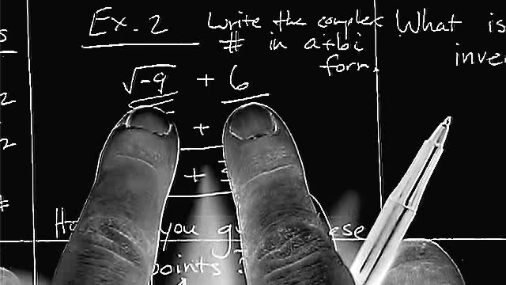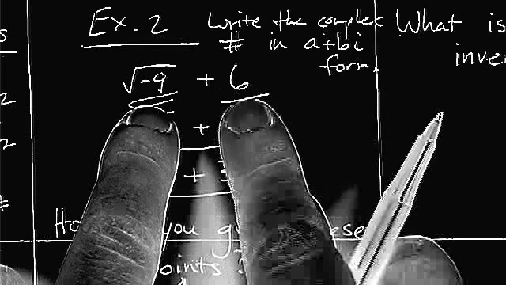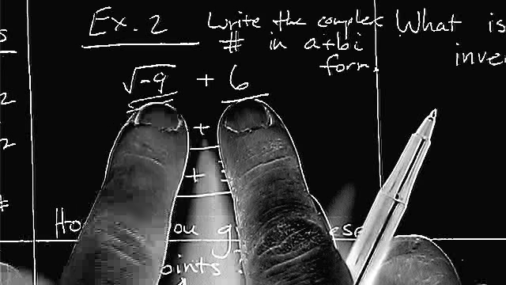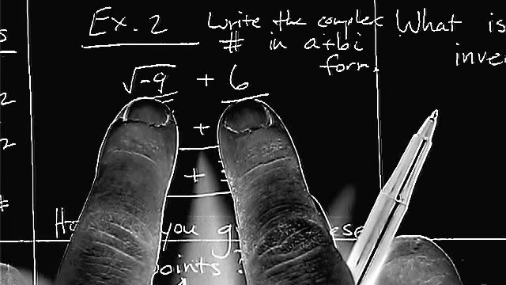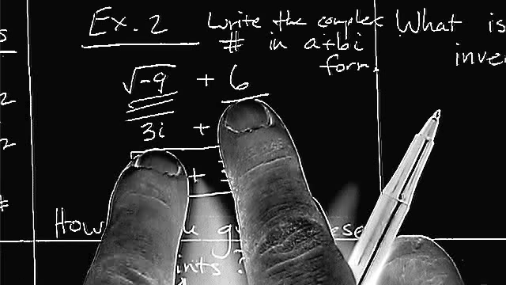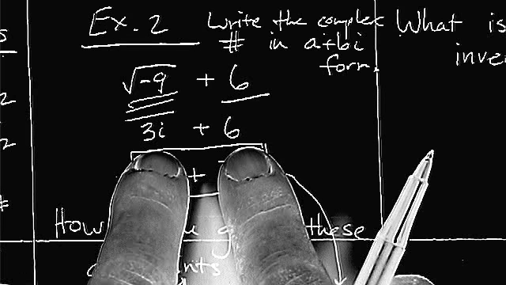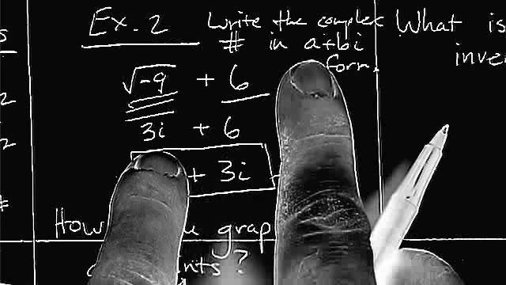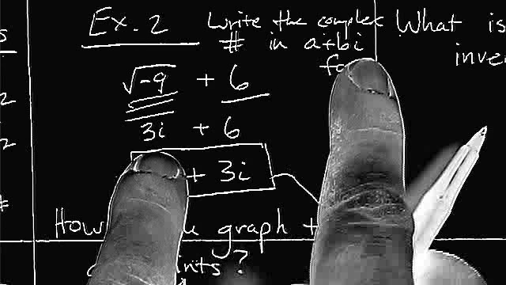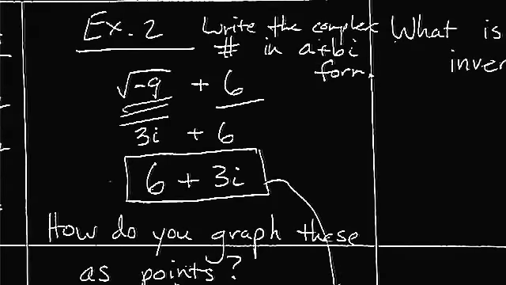Well, when you look at an example like this, it sure looks like there's a real number. That would be this one over here. And then there's an imaginary one sitting right here. So the square root of -9, that's the 3i, and of course the 6, I can't do anything with that. Now if you want to write it in a plus bi form, that's the real number first and the imaginary number second, you would have to reverse this, right?